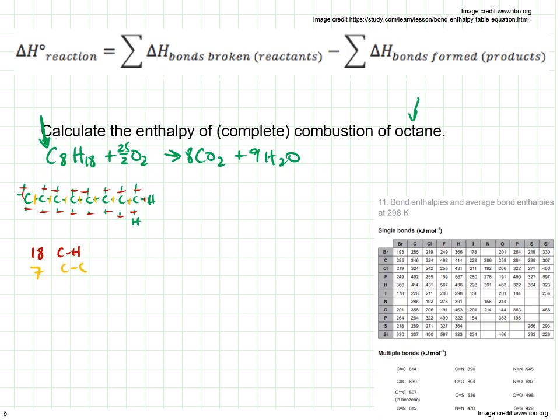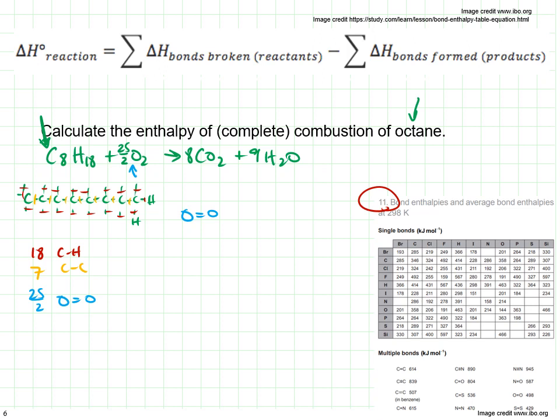I also need to look at that oxygen. So I have 25 halves of molecular oxygen. So I'm going to break 25 halves or 12.5 double O's. Good. So now what I'm going to do is use table 11 to figure out the kilojoules needed to break all of these bonds in my reactants.